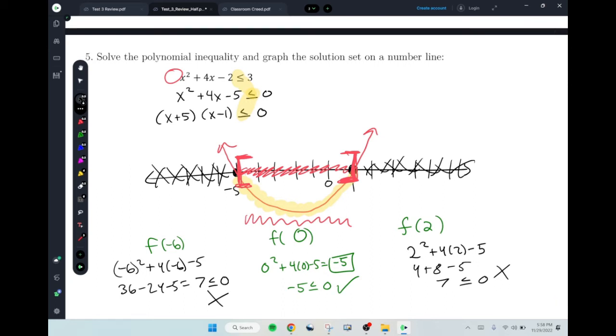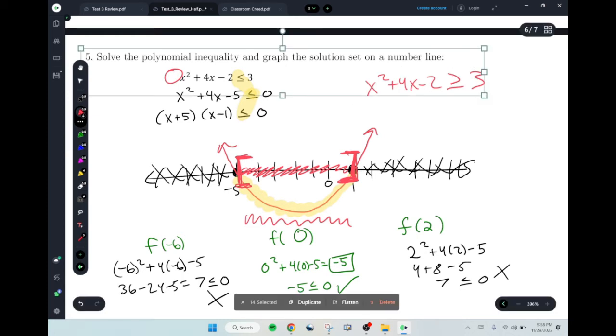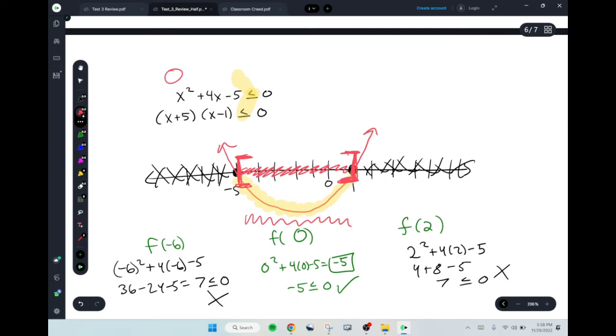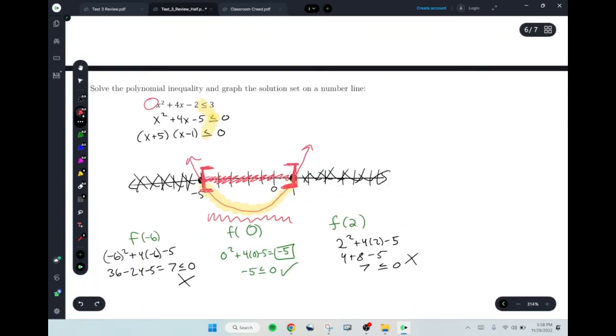If you don't like the parabola, you're welcome to just plug in points and check. But if you do like the parabola, then it's really important to note that sign, because the problem does change if it would have been x squared plus 4x minus 2 is greater than or equal to 3. That changes which side you highlight. Outside. Yeah, you do the outside this time. So it's important if you're doing the parabola thing to really know what's going on, how to read the math symbols.